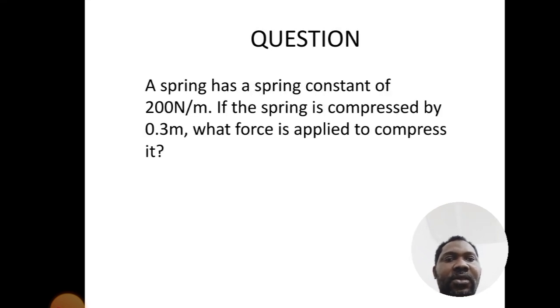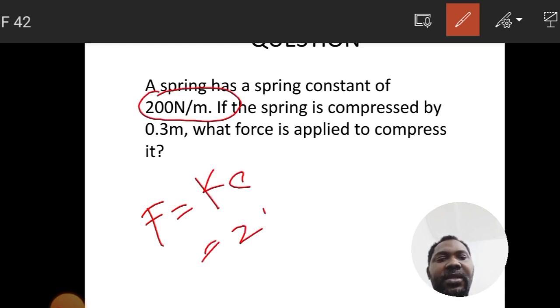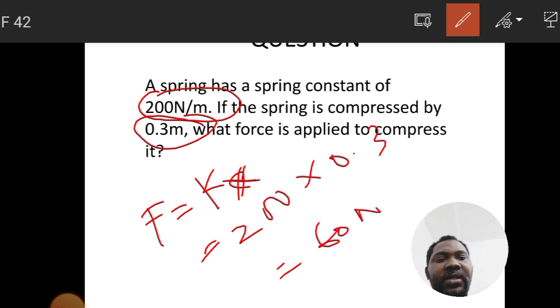So let's see certain questions. The first one says a spring has a spring constant of 200 newtons per meter. If the spring is compressed by 0.3 meter, what force is applied to compress it? Here we can simply use the formula F equals kx. k, the spring constant, is 200, times 0.3, which is the change in length or the compression. In this case we get 60 newtons.